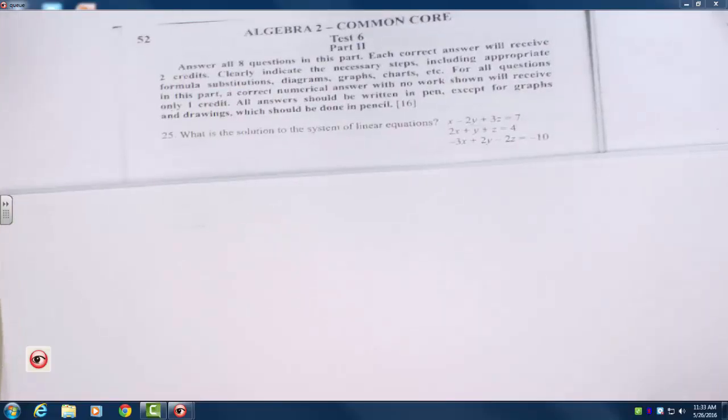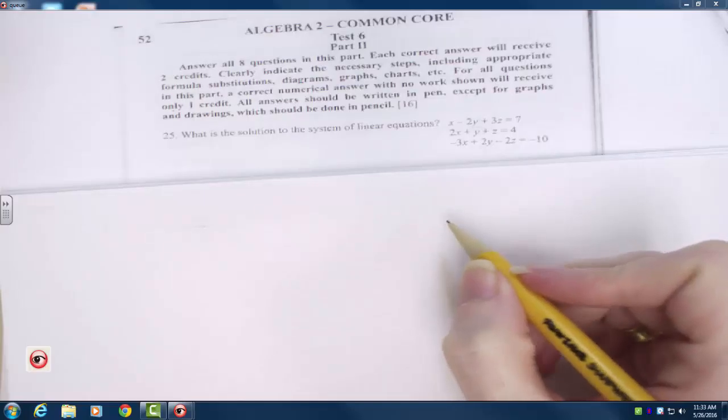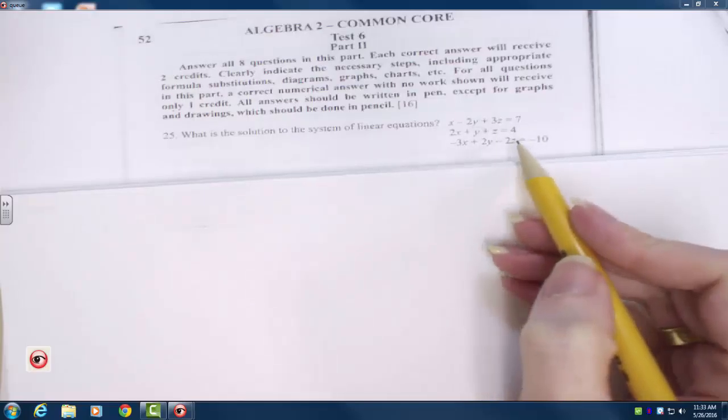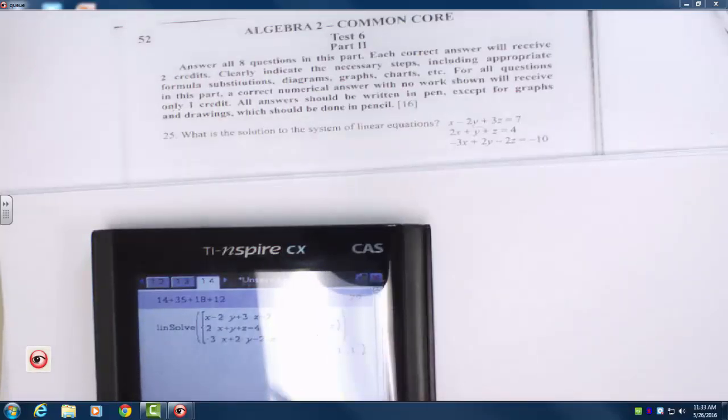Hi everybody, I thought we would start with the part 2s. So I am looking at number 25 on test 6. So we can see that we have the 3 by 3 here, and even though it is part 2, I'm going to go ahead and type that in the calculator.